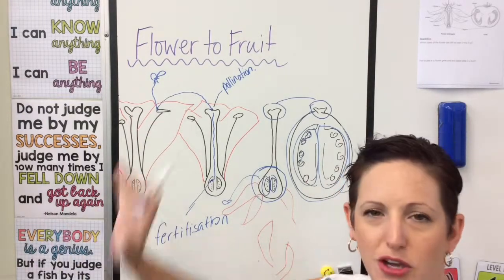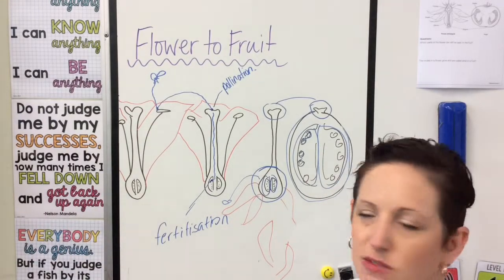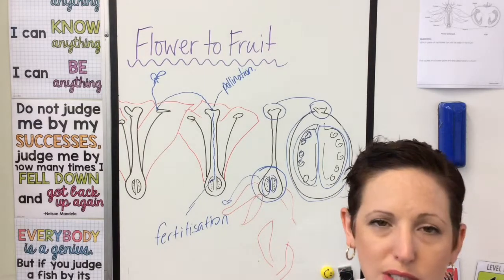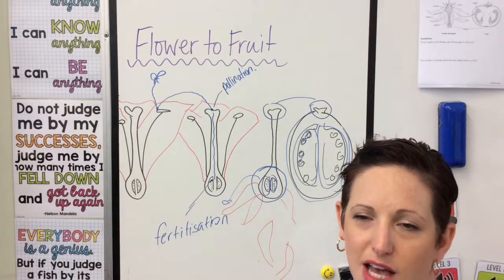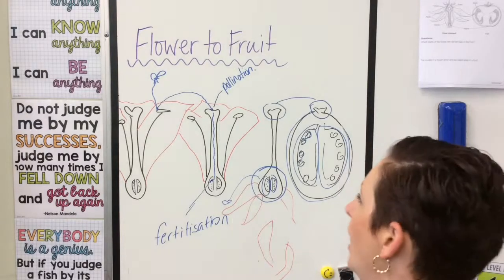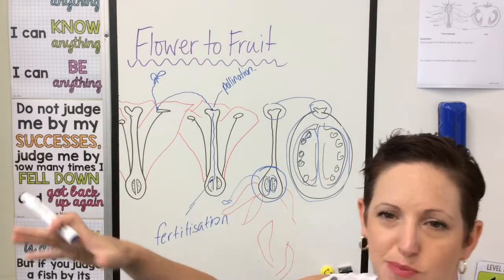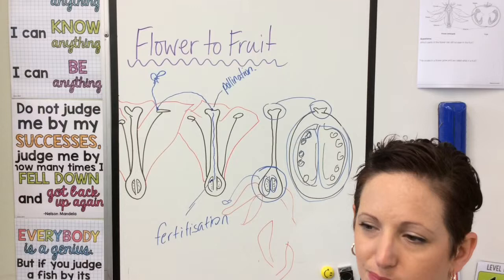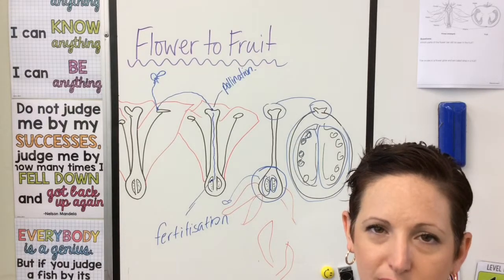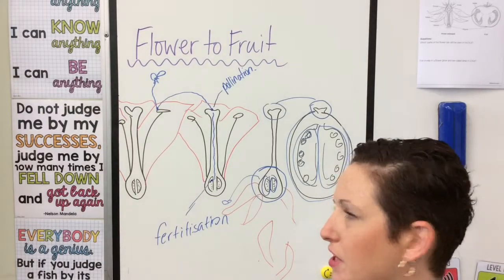Some seeds will be carried away by the wind. Some seeds will be carried away by an animal. Some seeds will be digested and then pooped out somewhere. So there's lots of different ways that seeds can be spread around for the plant to continue growing somewhere else. But that is the process of fertilization.